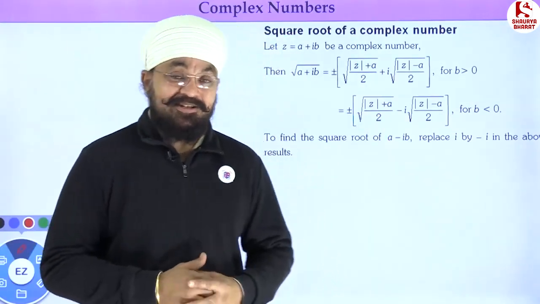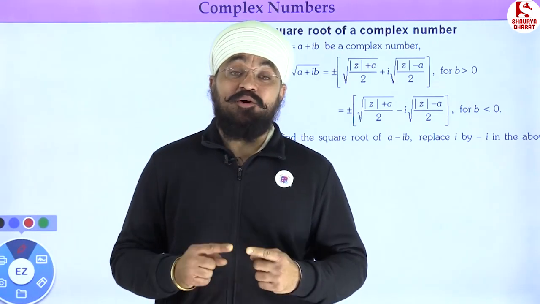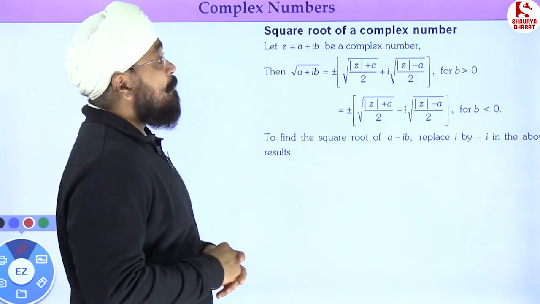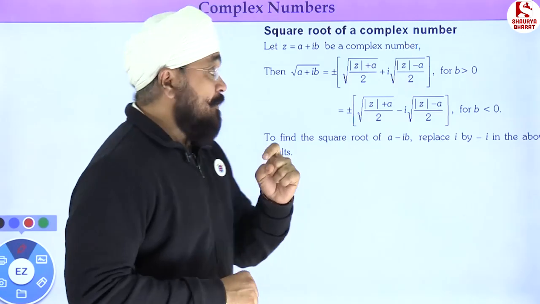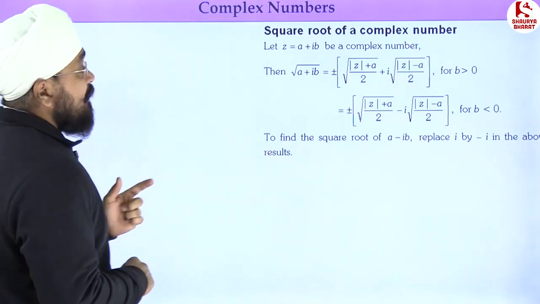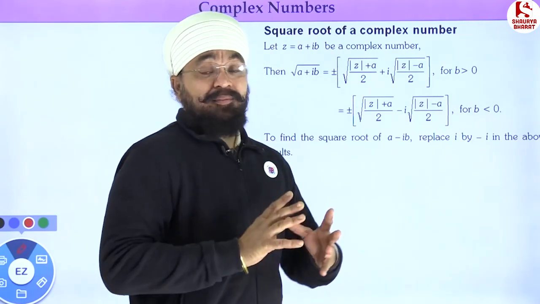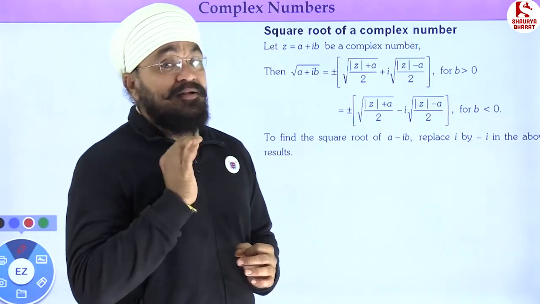Now let's take the next portion where we are going to find the square root of complex numbers. Now, if we are having a complex number a plus iota b and we want to find the square root, first I will tell you a simple technique, and then we will go for this formula, because this formula is very simple. If you remember this formula, you will find the square root much faster than the basic method.